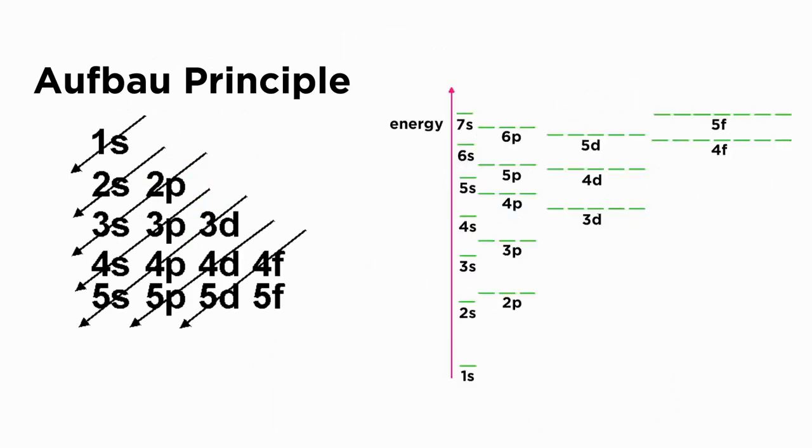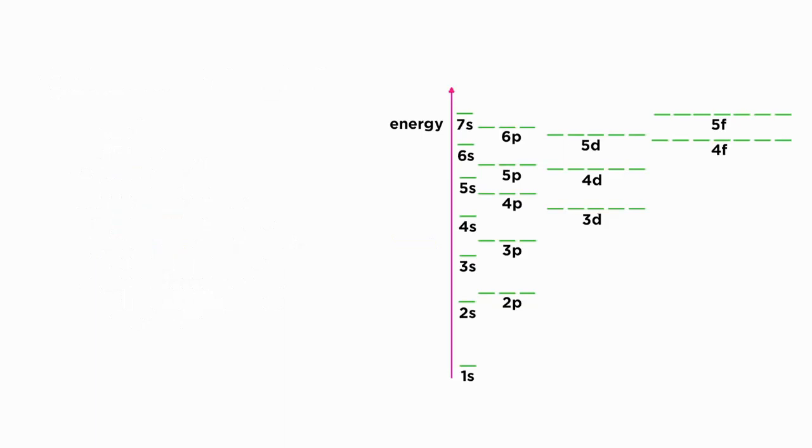This is determined by their relative energies. Orbitals that are further away from the nucleus have higher potential energy, so it'll be 1s first, then 2s, then 2p, 3s, 3p, and so forth. We can use this to determine the electron configuration of any atom.